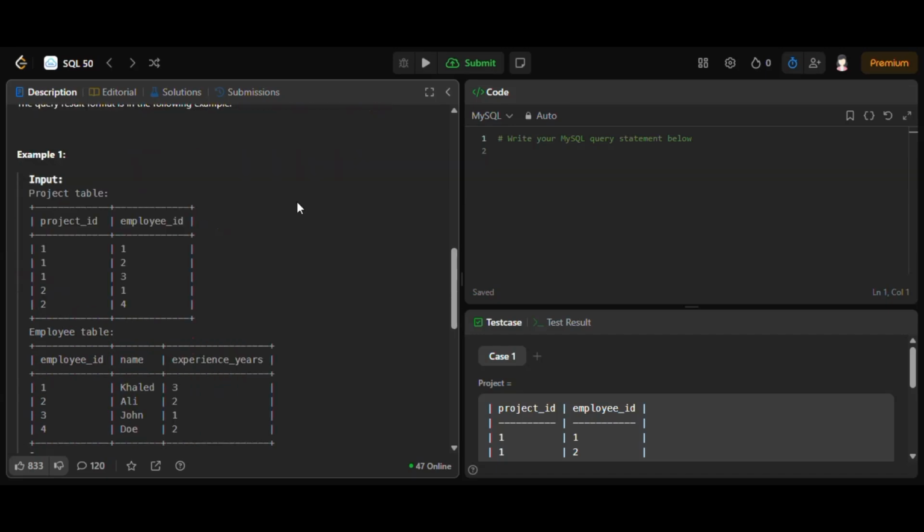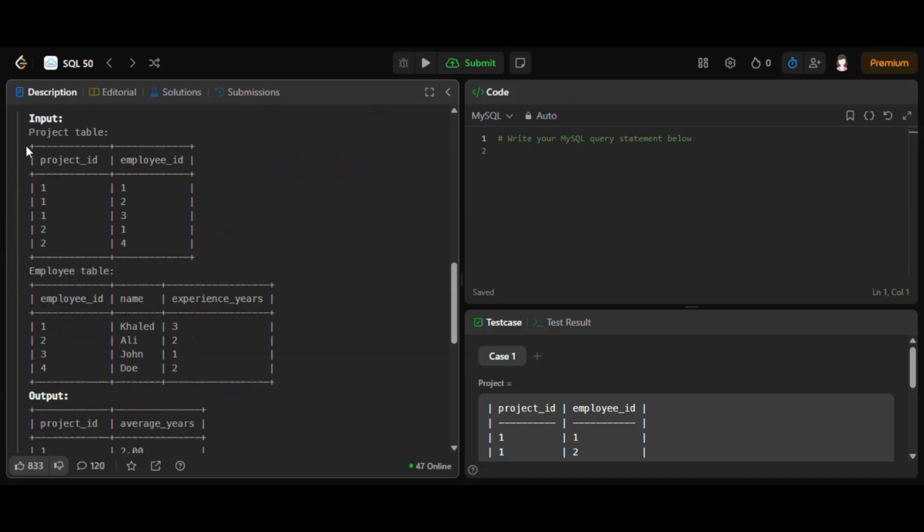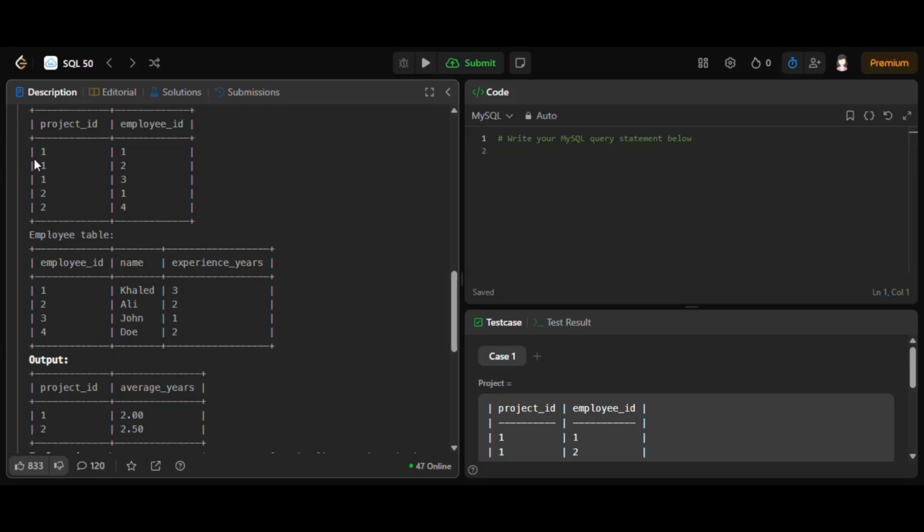Let us understand the example now. In the project table, we have two projects with ID 1 and 2 and employees with different IDs of 1, 2, 3 and 4. In project ID 1, there are 3 employees working, 1, 2 and 3. And in project ID 2, there are 2 employees working, which are 1 and 4. And in the employee table, we have the employee's ID, their name and their years of experience.